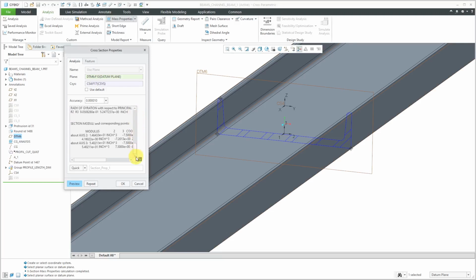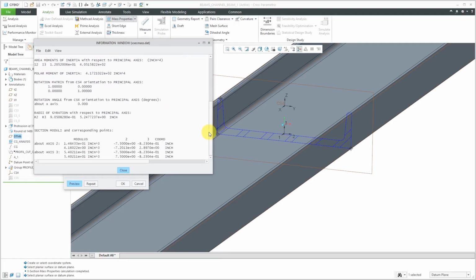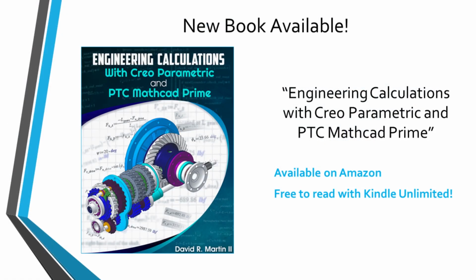And once again, you can scroll through here and see the various different information. Click the information button to display it in a separate window. And you can see information like the radii of gyration, your section moduli, your polar moments of inertia, and so on.